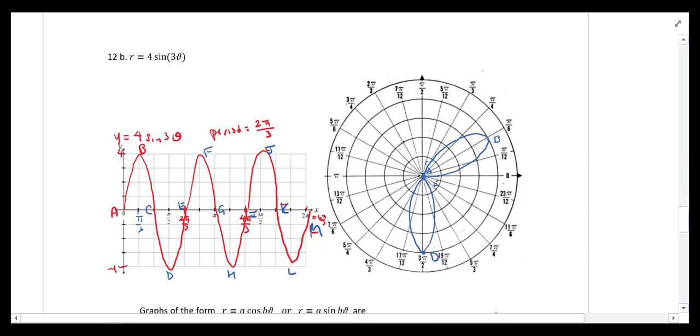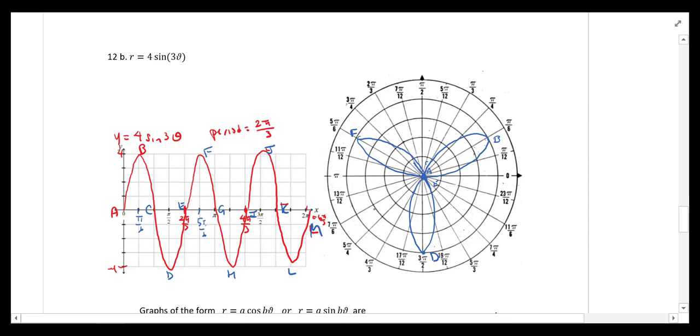And then F. This is occurring at what? 5 pi over 6. So 5 pi over 6, F, 1, 2, 3, 4. So that. And then that's F. And then back to G at pi is 0. There's G. Okay. And then H is negative 4 for the radius, but I'm looking at 4 pi over 3.